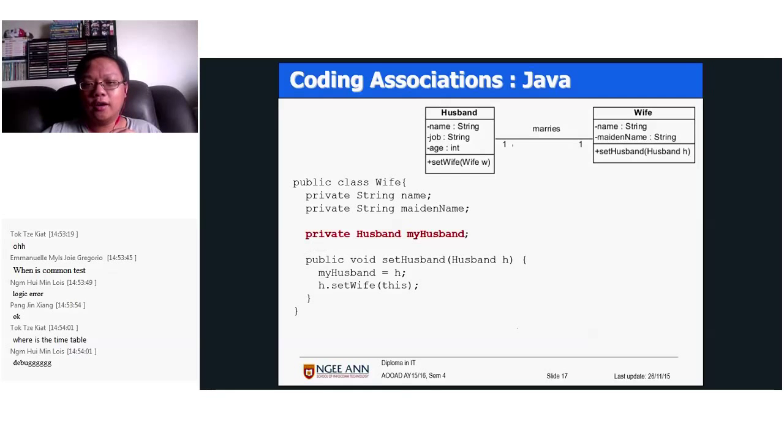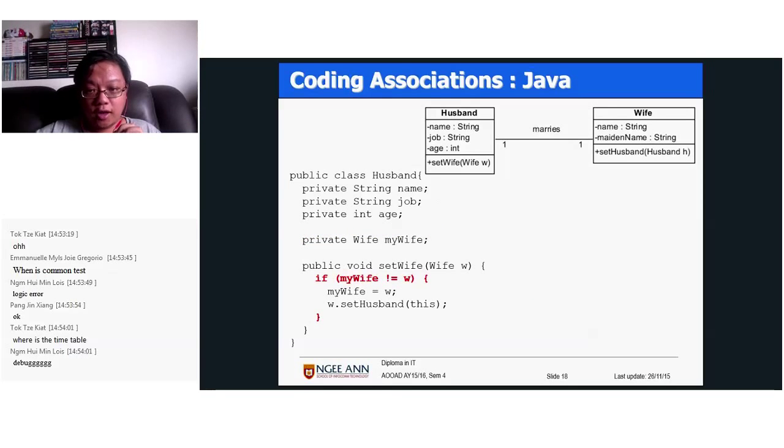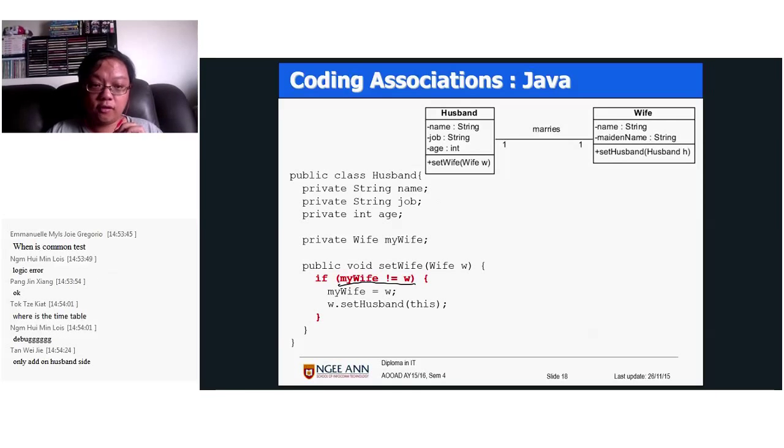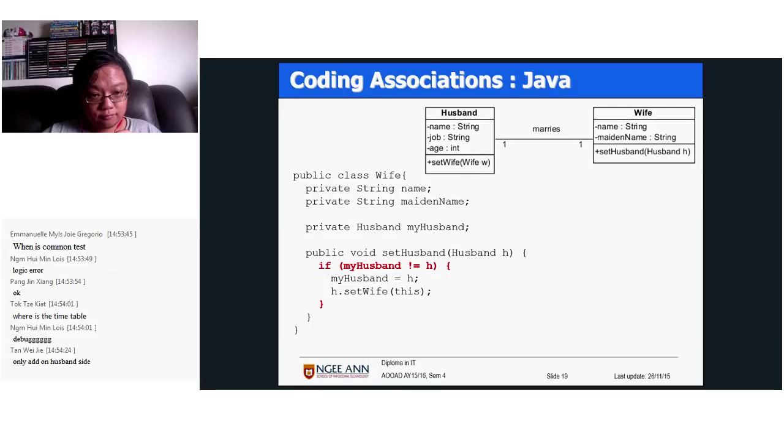Okay. Now, how do we handle this? How do we handle this infinite loop? Actually, it's pretty straightforward. One way you can do it is when I do my setWife, I just want to find out if myWife is not equal to W, then I do the setWife. Otherwise, it's already been set. You add it on the husband side, you can add it on the wife side as well. Is that okay?